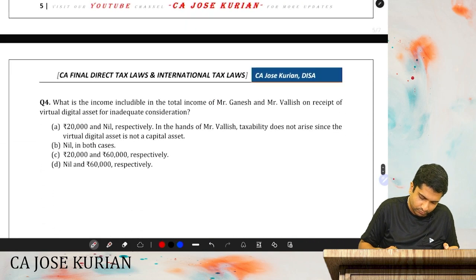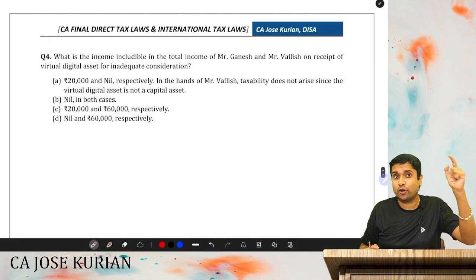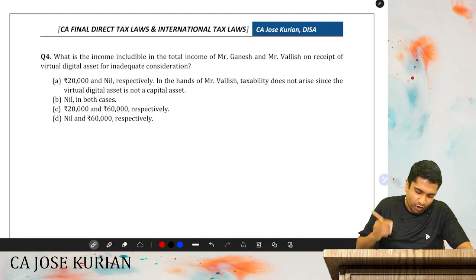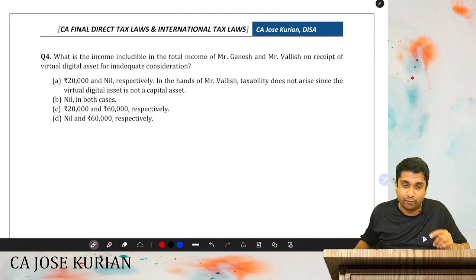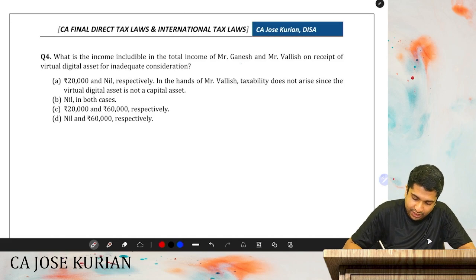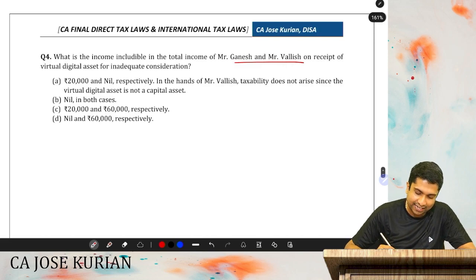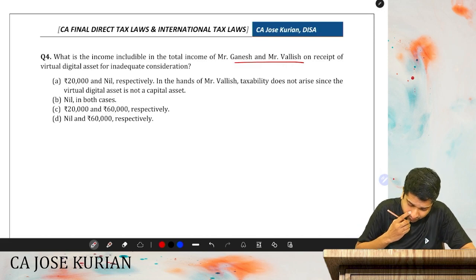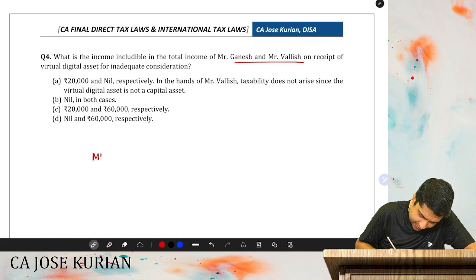Moving on. Let's move on to question number 4. I hope you are able to follow. Now, what is the income includable in the total income of Mr. Ganesh and Mr. Wallish on receipt of virtual digital assets for inadequate consideration? So we will take the case of Mr. Ganesh.